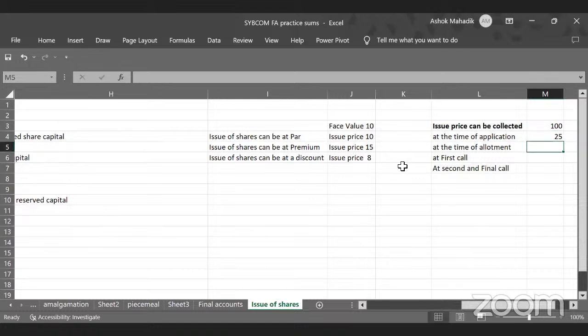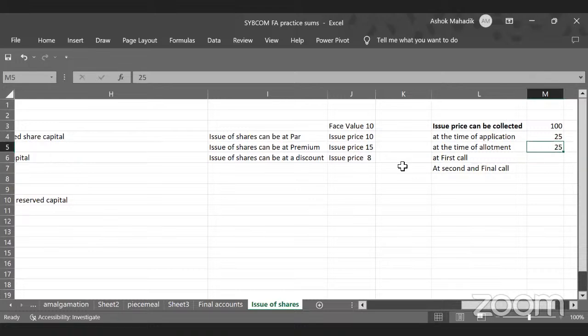Then when they apply, you decide to whom shares should be given. So accordingly, you allot the shares. When you allot the shares, you know the shareholders who have become shareholders. Now you ask them to pay the next 25 rupees. You send a letter that you have been allotted these many shares. Please pay 25 rupees per share.